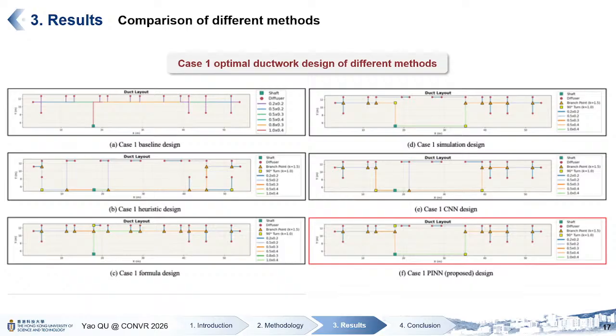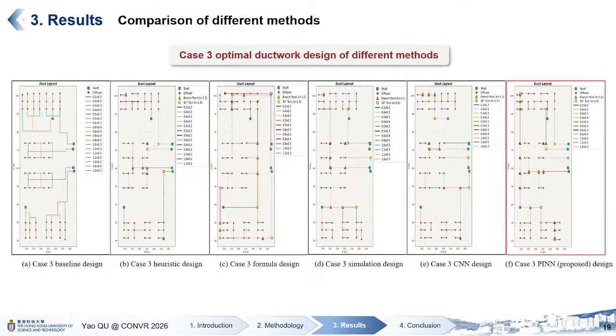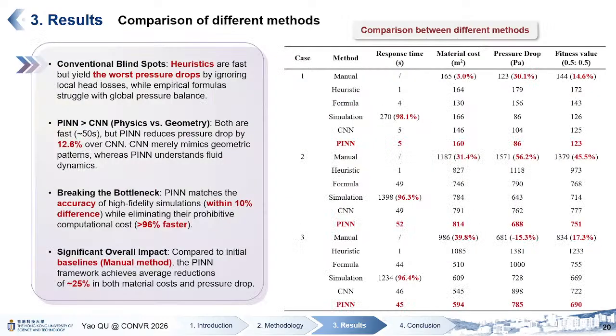I also use six different methods to show the design in the three cases. This is case 1. It shows the baseline, the simulation method, the heuristic, CN, PN, and the formula. And these are the six results of case 2 and case 3. The results are shown in the right table, with the comparison between different methods.